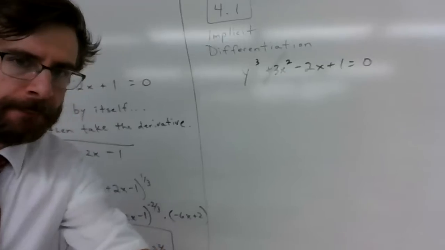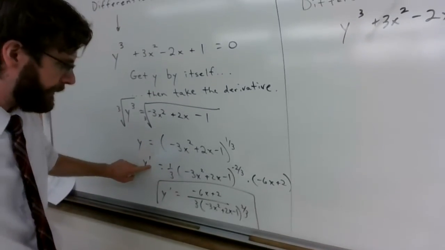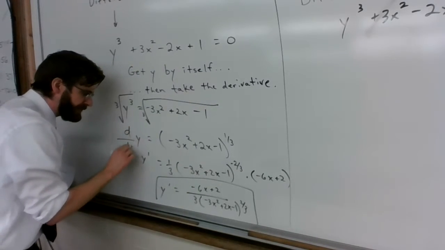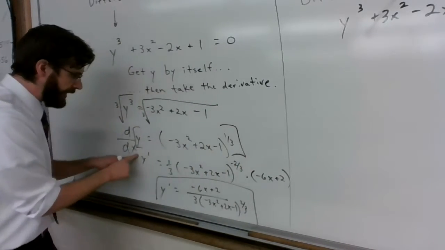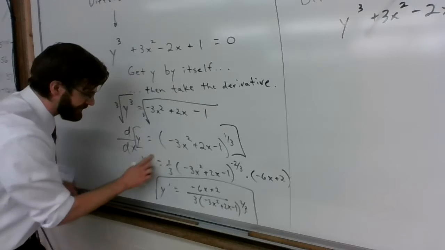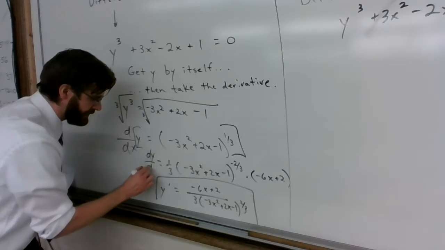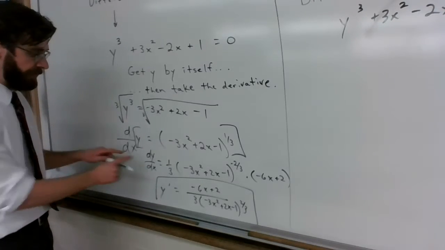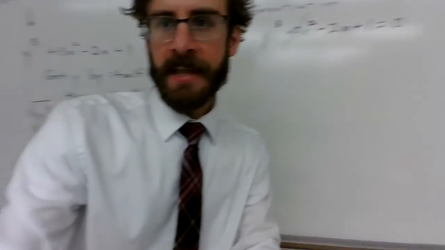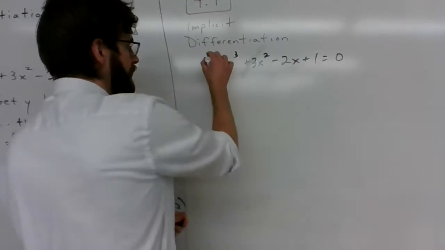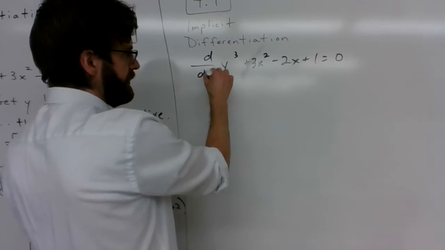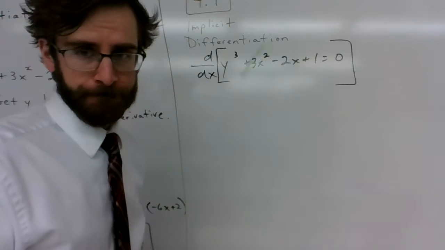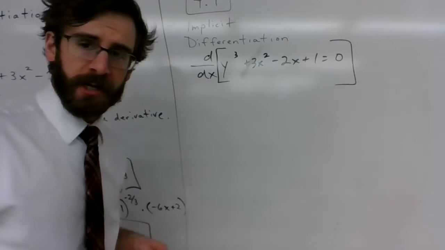So you notice, when I took the derivative over here, I had to actually take the derivative with respect to x. All right? And y prime is the same as dy dx. So that's all I'm going to do over here, is I'm going to say, let's take the derivative with respect to x of all parts of this equation. Okay? So this is what it looks like.